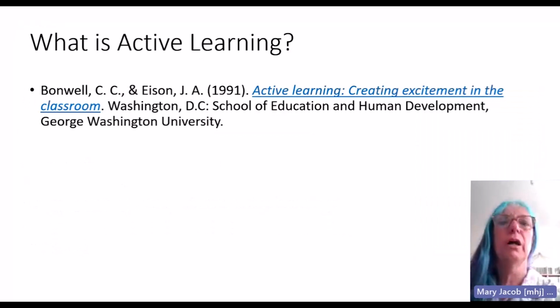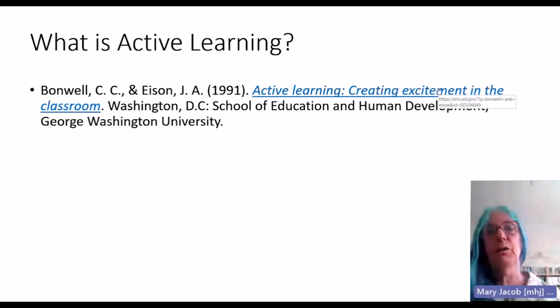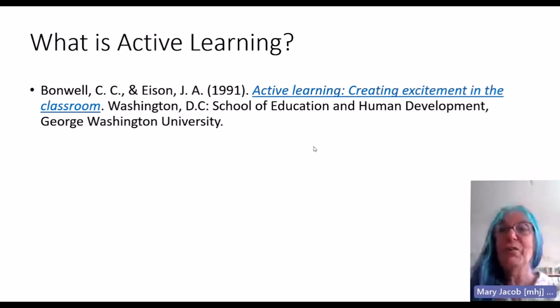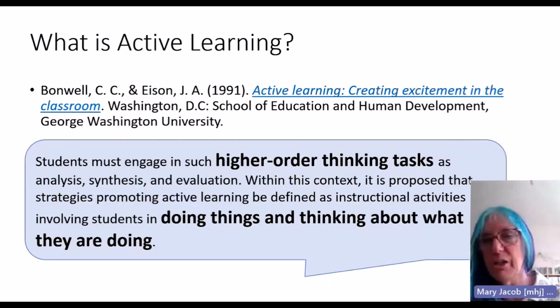So I've collected a few examples of definitions of active learning, and what's interesting is that everybody defines it a little bit differently. So the seminal work on active learning is Bonwell and Eison from more than 30 years ago, Active Learning: Creating Excitement in the Classroom. And here is their definition for active learning. So they focus on higher order thinking tasks. Some of you will recognize Bloom's taxonomy: the top levels of Bloom's taxonomy are often identified as higher order thinking. And then they put it in really plain English, which I like, doing things and thinking about what they're doing. But I think this is a good starting point.